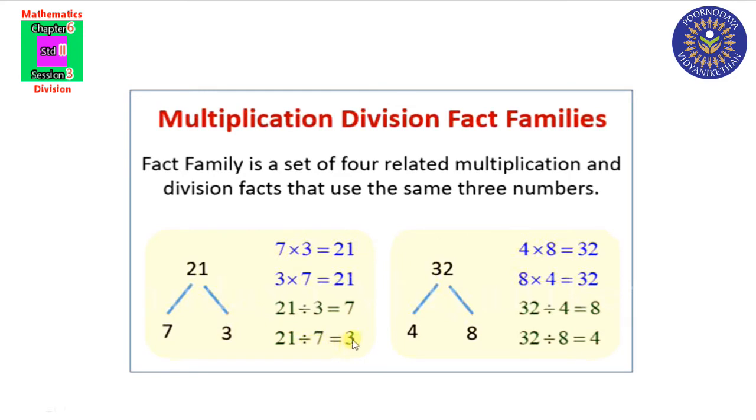Clear? One more example, 32, 4 and 8. We know 4 8s are 32. The fact families are 4 into 8 is equal to 32. 8 into 4 is equal to 32. 32 divided by 4 is equal to 8. 32 divided by 8 is equal to 4. Clear?